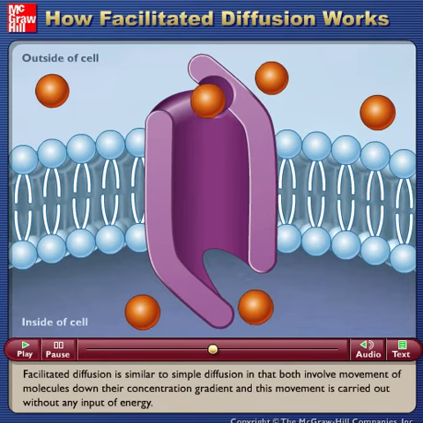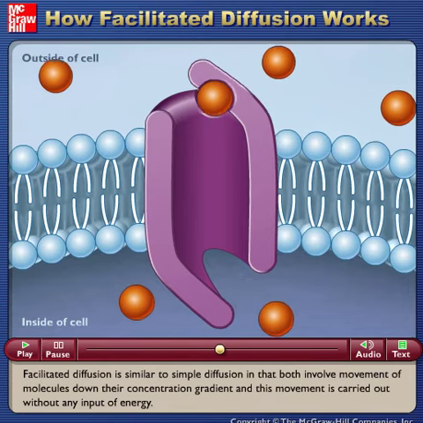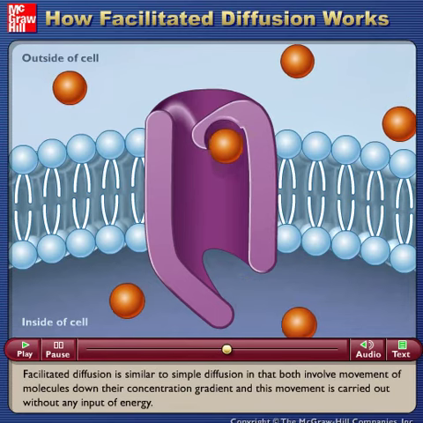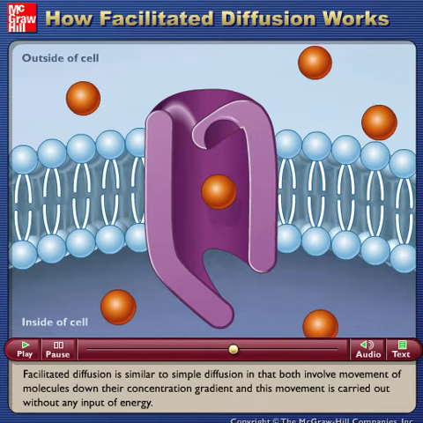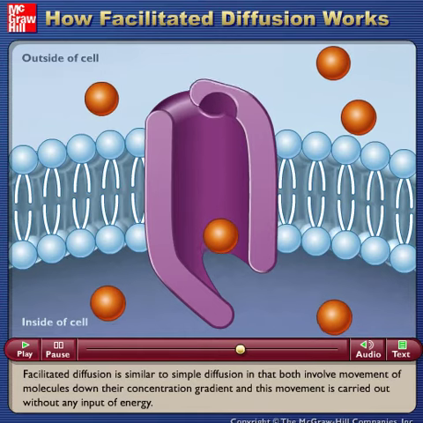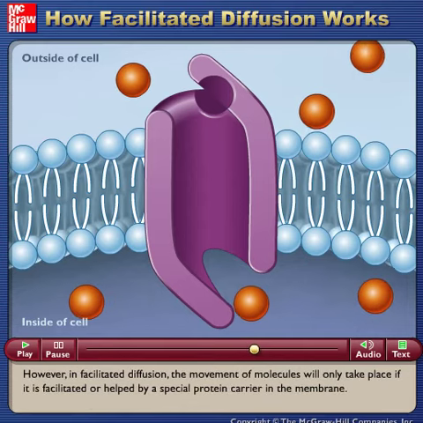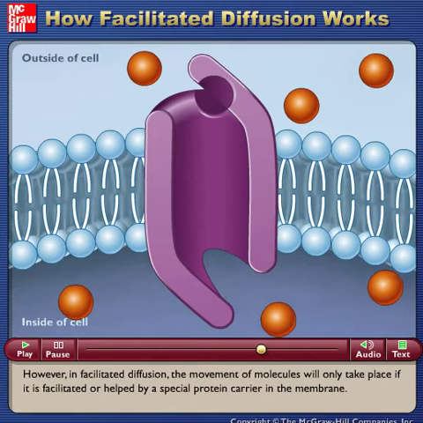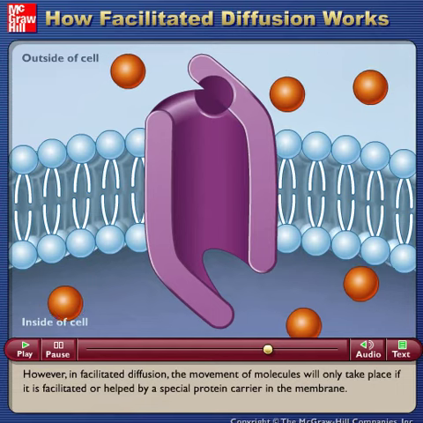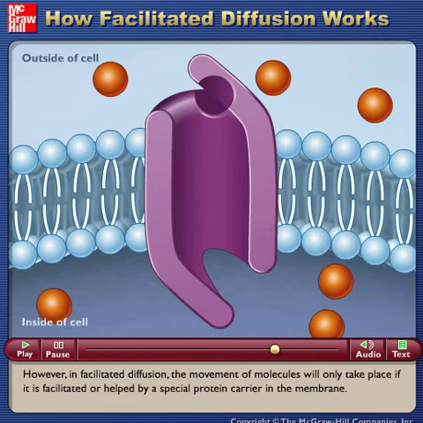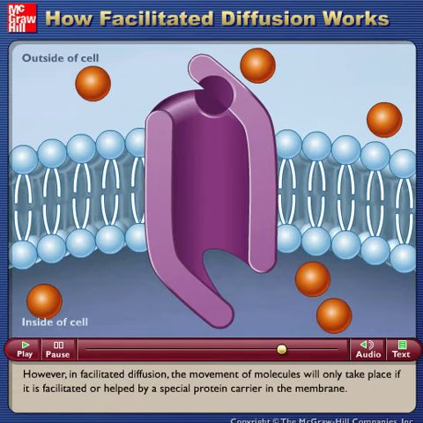Facilitated diffusion is similar to simple diffusion in that both involve movement of molecules down their concentration gradient, and this movement is carried out without any input of energy. However, in facilitated diffusion, the movement of molecules will only take place if it is facilitated or helped by a special protein carrier in the membrane.